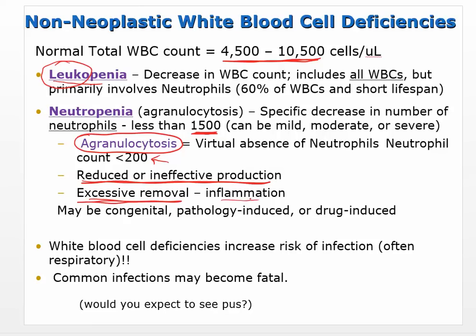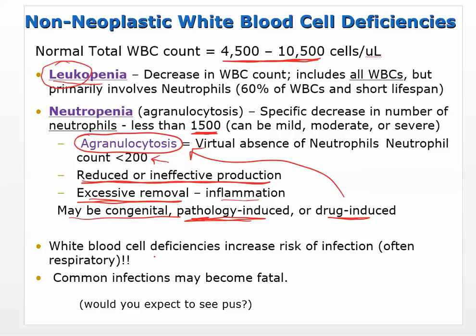So inflammation may be a cause of that. It could be congenital. What might cause your white blood cells to disappear? Maybe congenital, or pathology induced, so we know some pathologies like HIV can reduce those. Or it could be drug induced. Agranulocytosis is a common side effect of drugs. So any of these things can result in lower white blood cell counts, and there's a lot of pathology that involves that too.